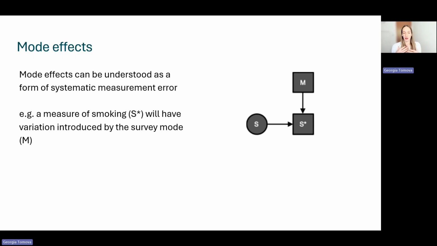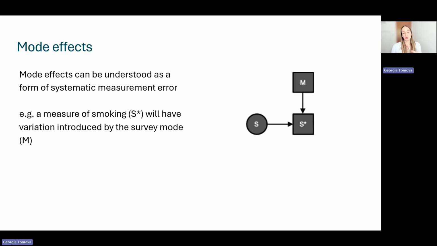So how can we then use this to understand mode effects? First we need to see how we would depict mode effects using this notation in DAGs. We can understand mode effects as a form of systematic measurement error. So suppose we are interested in some measure of smoking. So we have the smoking variable, and the measured version of it, we would call S star, is depicted in a square. Obviously, this S star will reflect the underlying latent smoking, which we depict as S in a circle.